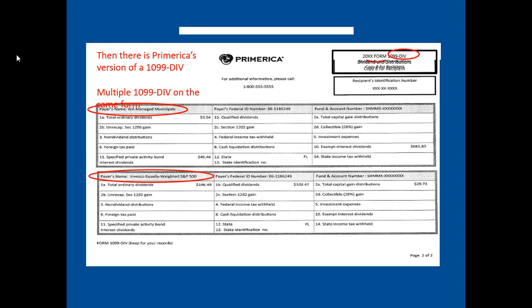This is one from Primerica. This one has two different dividend statements on here. The first one is WA Managed Municipal, it looks like. It's what's in the red circle. The one down below is Invesco. They both have different tax numbers. Actually, they look like the same tax number. But this is two different dividend statements on the same paper.